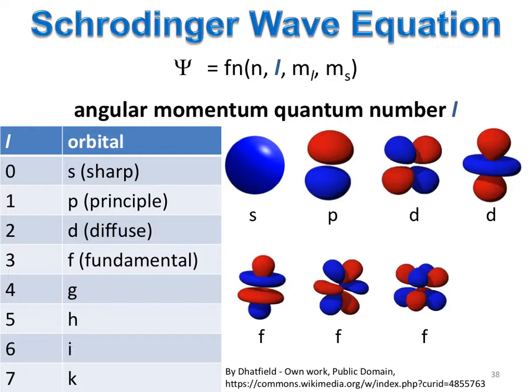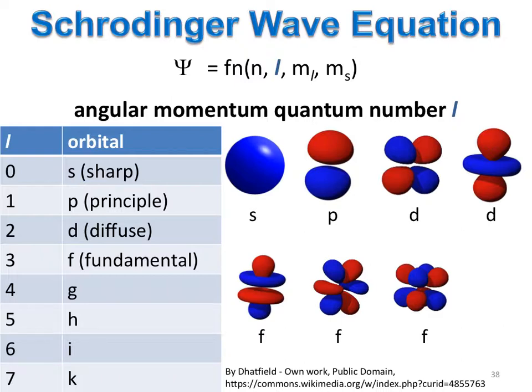When l equals 2, we have a d orbital. D orbitals generally have multiple lobes. As you can see here in this picture, there are 2 different types of d orbitals. One has 4 lobes, the other has 2 lobes and a donut. D here stands for diffuse.